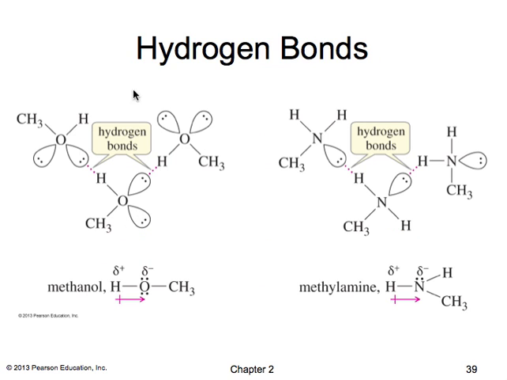So here are examples of hydrogen bonds. This is methanol, where the lone pairs are hydrogen bonding with the hydrogen of another methanol. Here's another example, methylamine, in which again the lone pairs on the nitrogen, this time instead of an oxygen, are hydrogen bonding with the hydrogen. It requires that the molecules have a dipole.